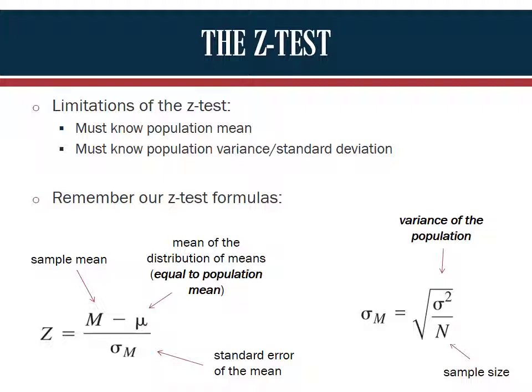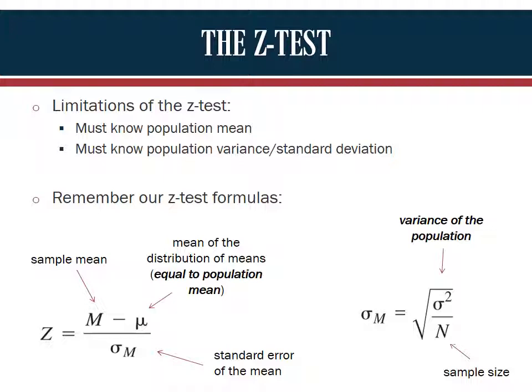All of that gets divided by sigma sub M, the standard error of the mean. And to find the standard error of the mean, that equation on the right there, is equal to the variance of the population divided by the sample size and square rooted. So to get that piece of the equation, you need to have the variance of the population. So you have to have those 2 pieces of information to do a z-test.